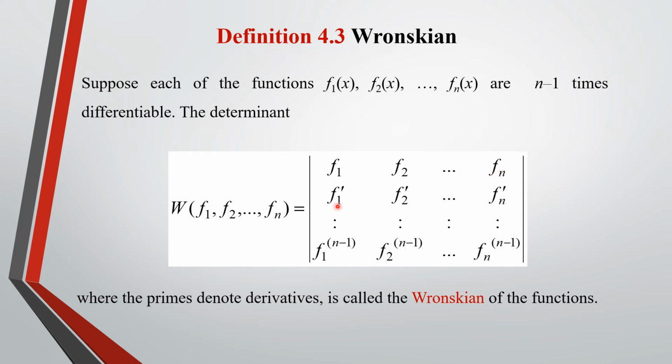In the second row, you need to differentiate every function in the first row. So the entries are f1 prime, f2 prime, f3 prime, f4 prime. For the third row, you have to differentiate the functions in the second row. So what we have in the third row are f1 double prime, f2 double prime, f3 double prime, f4 double prime. And in the last row, we get the third derivative, f1 triple prime, f2 triple prime, f3 triple prime, f4 triple prime.